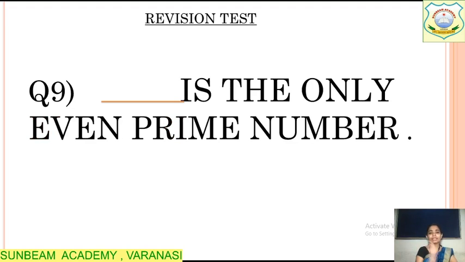Dash is the only even prime number. Think of it. There is only one number that is both even and prime. Just think over it. Prime number is also even number. Which one? Dash is the only even prime number. Your time is going fast. Written? Now tell me the answer.